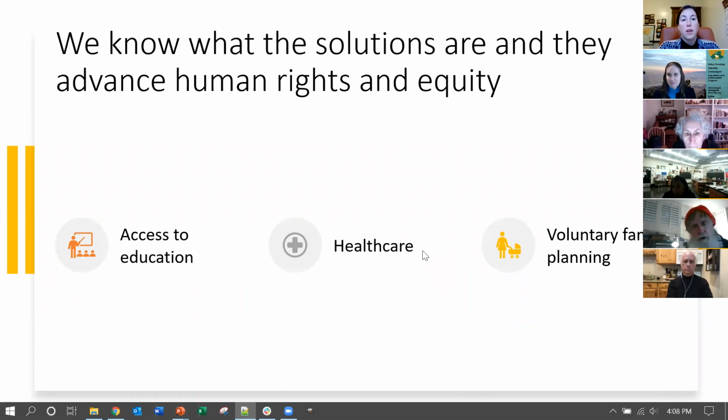So we know what the solutions are, and they are solutions that advance human rights and equity. So the solutions we advocate for at the center are access to education, healthcare, and voluntary family planning.